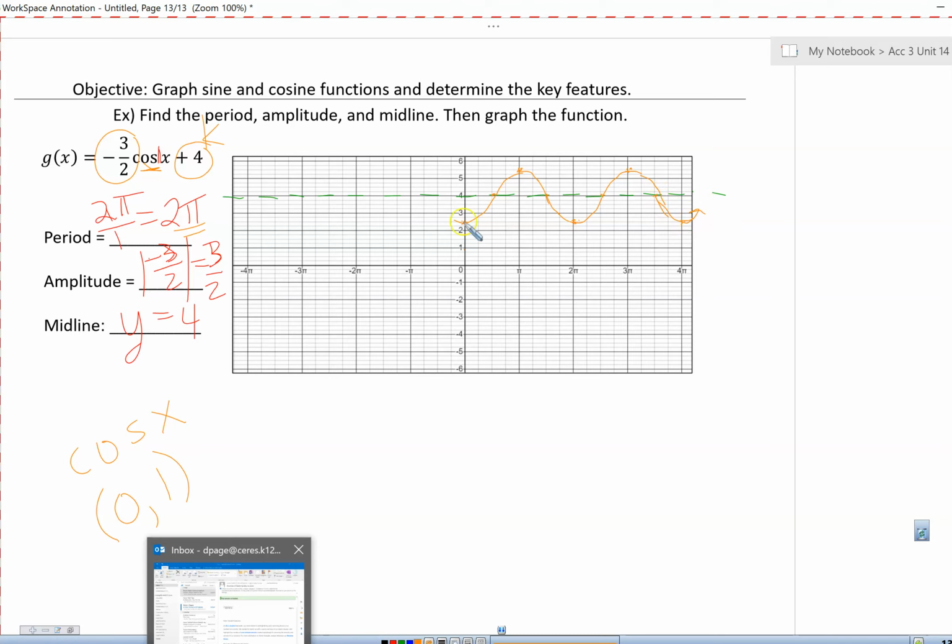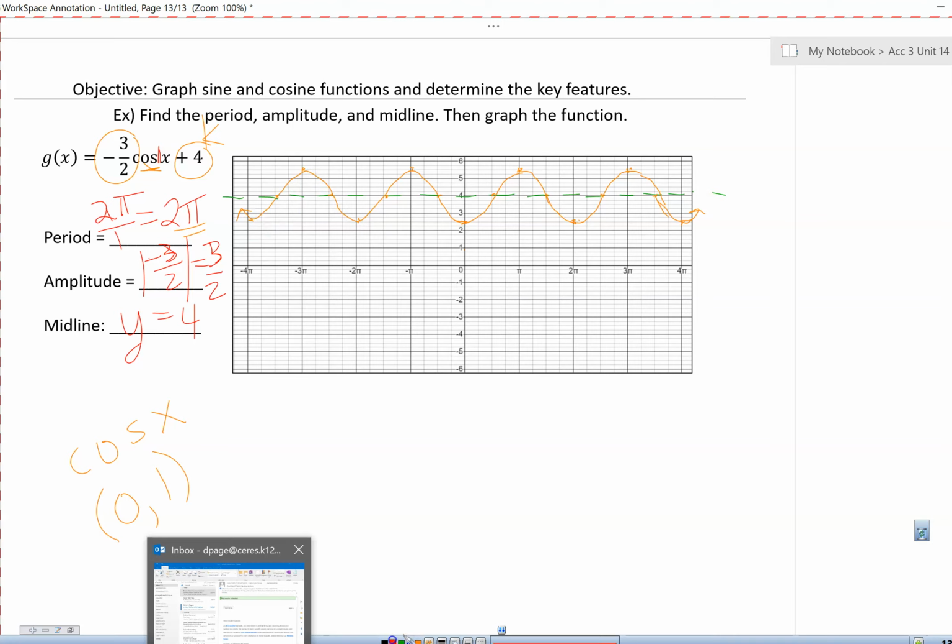Going to the left, from this minimum, we go to midline. Then we go to maximum. Back to the midline. To a minimum. To the midline. To a maximum. To the midline, and we end in this case at a relative minimum. So the curve is waving through, coming back up after that minimum.